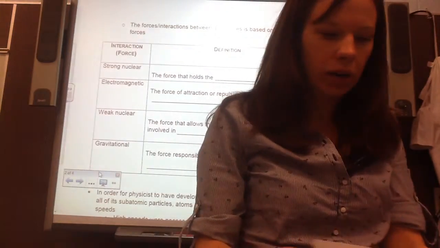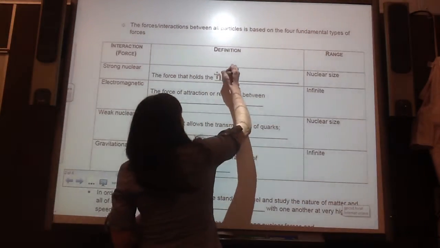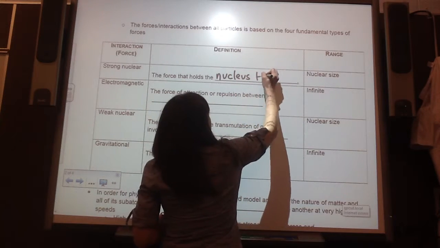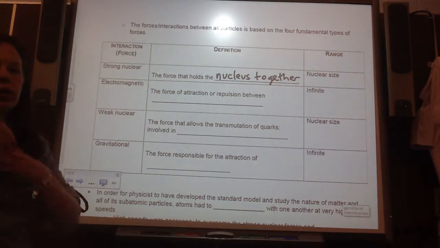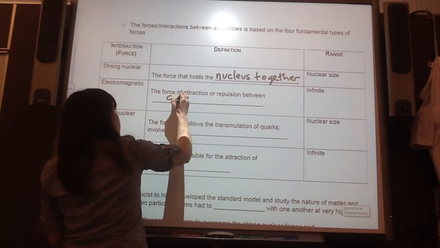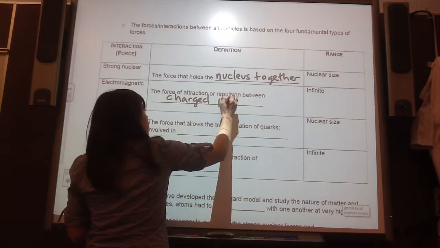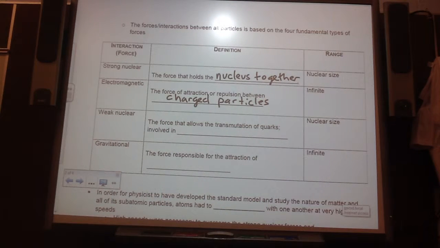Okay, so let's fill this in now. So a strong nuclear, this is the force that holds the nucleus together. And its range is only within a nuclear size, so it's only applicable to things at a nuclear level. Electromagnetic forces refers to the force of attraction or repulsion between charged particles. Now this can range, this is infinite, so it could talk about the charged particles at a nuclear level, or it can talk about, you know, something as big as a balloon and its charge repelling.